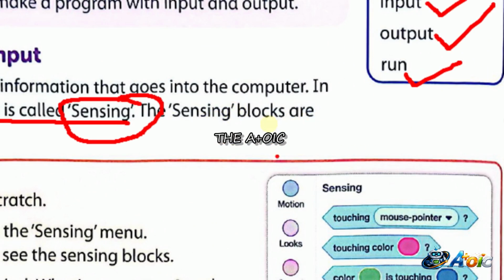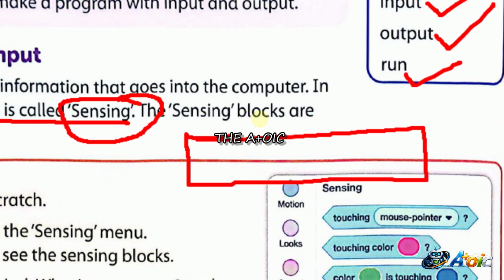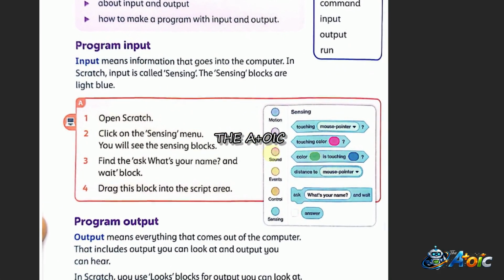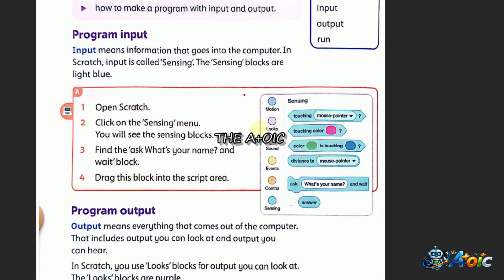That is why when you use the input block, it brings you a particular input box for you to type in. You remember very well. So the sensing blocks are light blue. Yes, we've seen this so many times. They are light blue. And then we look at the output. Output means everything that comes out of the computer. It includes output you can look at and output you can hear.